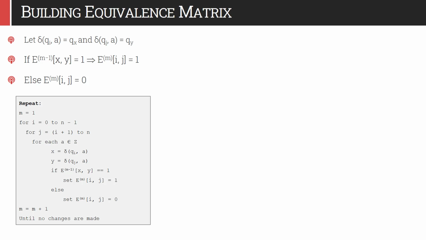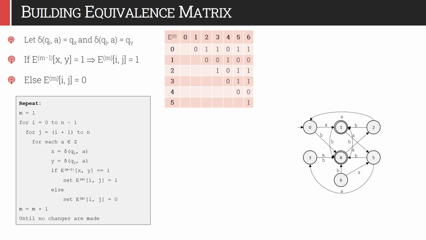Increment m by 1, so now we will compute E of 2, then E of 3 and so on. And this we have to repeat until no changes are made between E of m and E of m minus 1. Let us understand how to do that. This is what we have already constructed: E of 0, derived from this diagram. Now we will only evaluate the pairs where we have entry 1, because only those entries can be changed. Wherever it's 0, we don't have to touch.